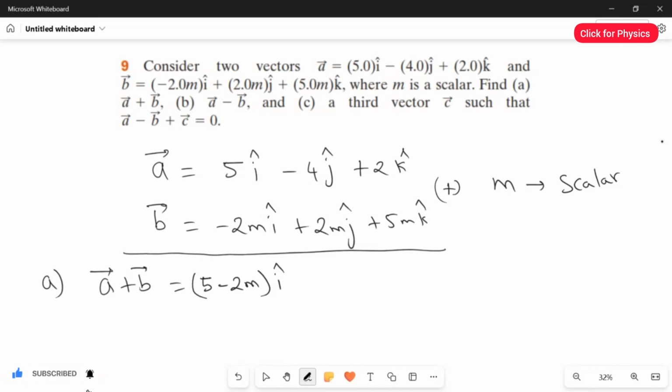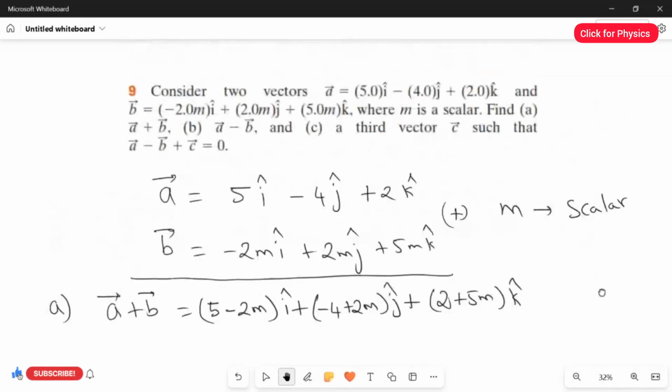Likewise, you have to do the same thing. I can just make plus here, and the sign of 4 is negative. So minus 4 plus 2m j cap. Likewise, I can write plus here, and now 2 plus 5m k cap. So 2 plus 5m k cap. This is the answer for the first part.